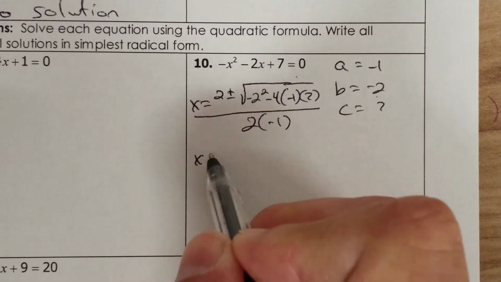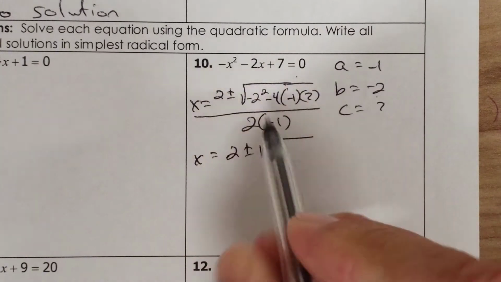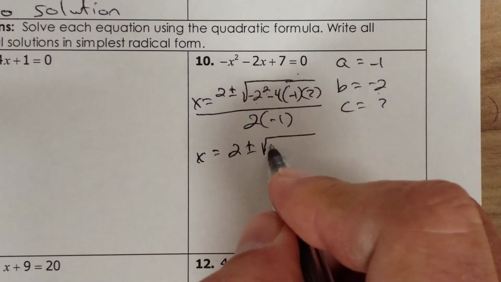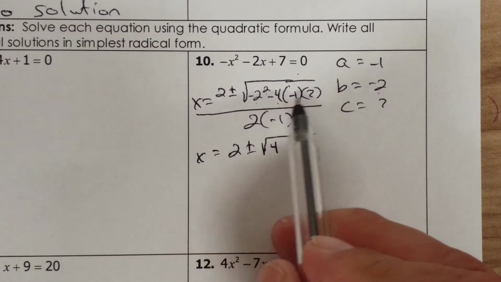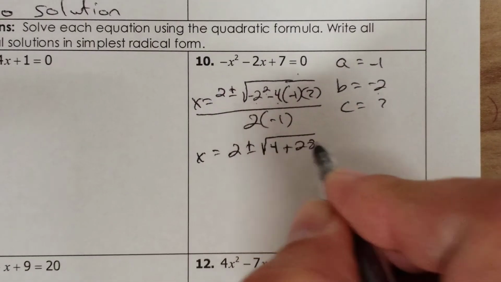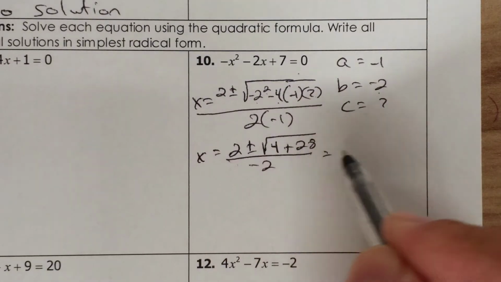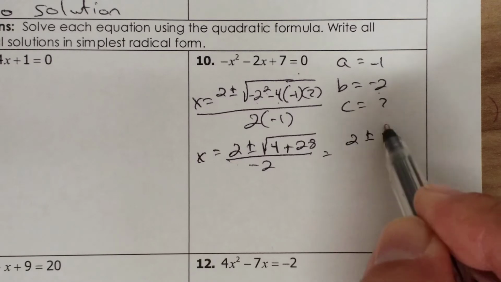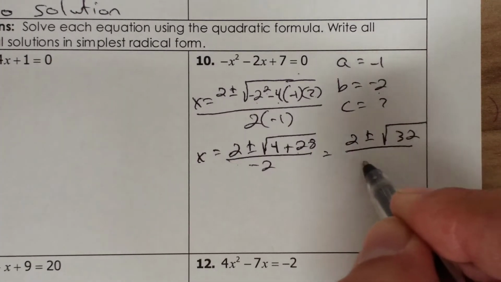Okay, I'm going to simplify. x equals 2 plus or minus, just bring the plus or minus along. Negative 2 to the second is 4. Negative 4 times negative 1 is 4. And 4 times 7 is positive 28. So I'm going to write that as a plus 28. 2 times negative 1 is negative 2. 4 plus 28 is 32 over negative 2.